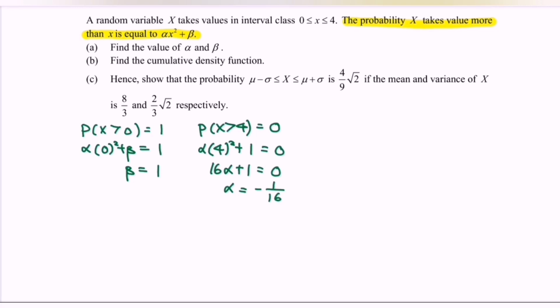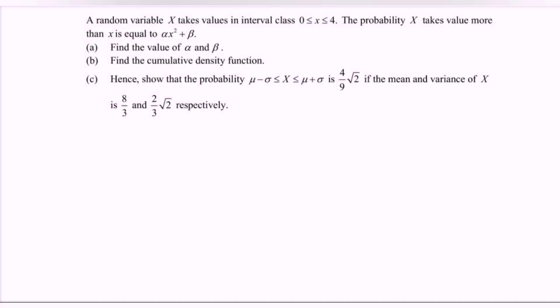So A, find the value of alpha and beta. Referring to the situation again, they mention that the probability that x takes a value more than x is equal to alpha x squared plus beta. So rewrite the situation: the probability that the random variable is greater than x is equal to negative x squared over 16 plus 1. So that will be the function.